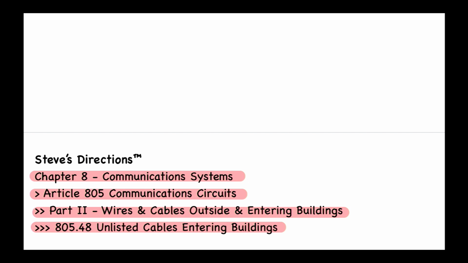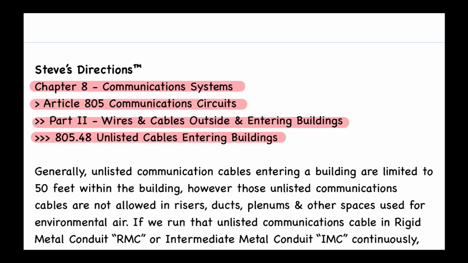All right, so again, what it says there, if we start that unlisted cable in RMC or IMC, and it's going from the point where it starts in the building to where it ends, then we can go as long as we want. Otherwise, if we don't do that, we're only limited to 50 feet. All right, and that's going to be the answer to that.